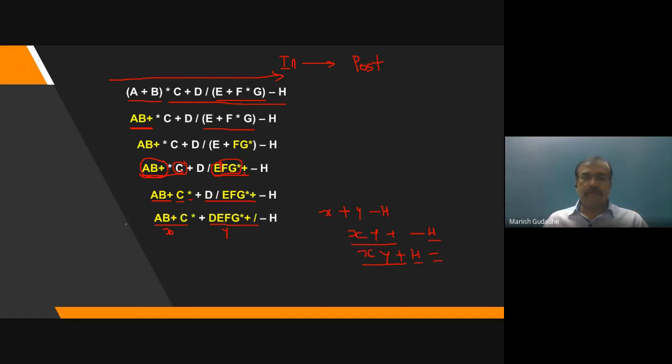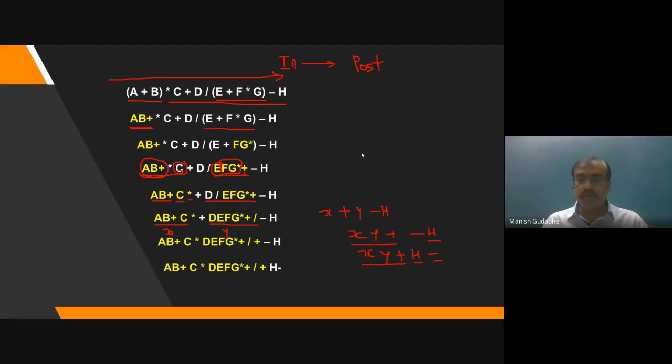Okay, so it can be further expanded: X can be replaced with this expression, Y can be replaced with this expression, and the rest of the things will be this way only. See here. So this is the step, and later at the last we are going to make it this way: A B plus C multiplication D E F G multiplication plus slash plus H minus. Okay, so this way the postfix expression will be formed. And this is the way it is fed to the compiler.